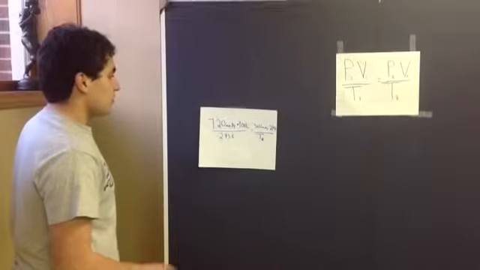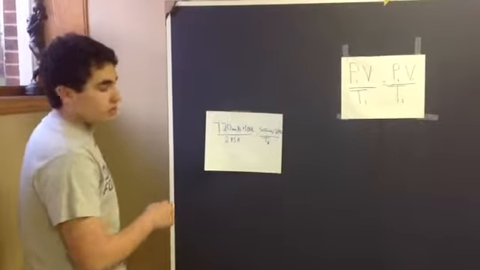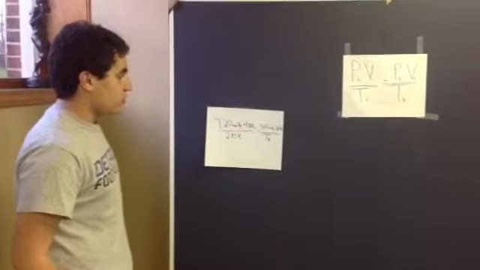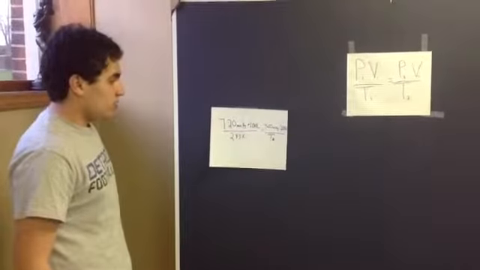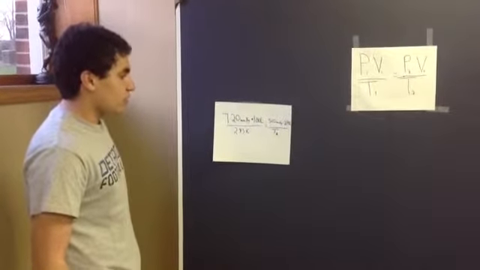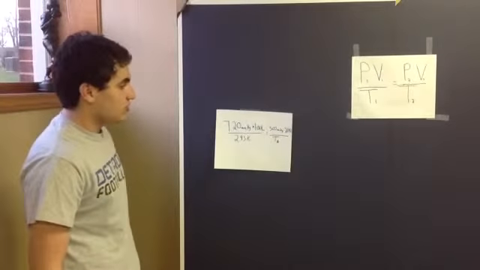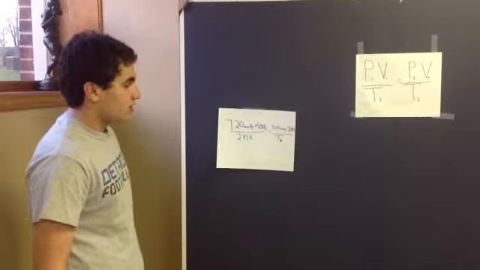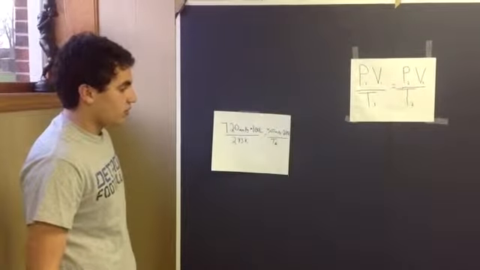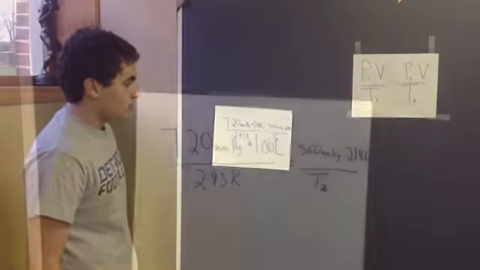In this problem, the initial pressure was 720 millimeters of mercury. The initial volume was 1 liter. The initial temperature was 293 Kelvin. The second pressure was 360 millimeters of mercury. The second volume was 2.14 liters. You're solving for the second temperature.